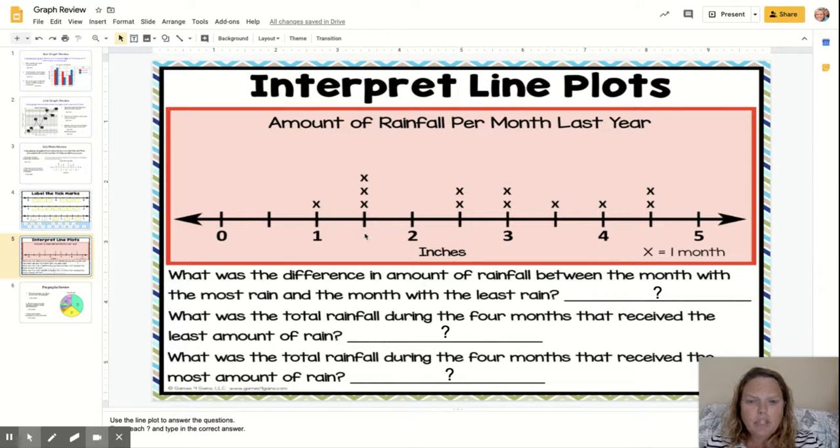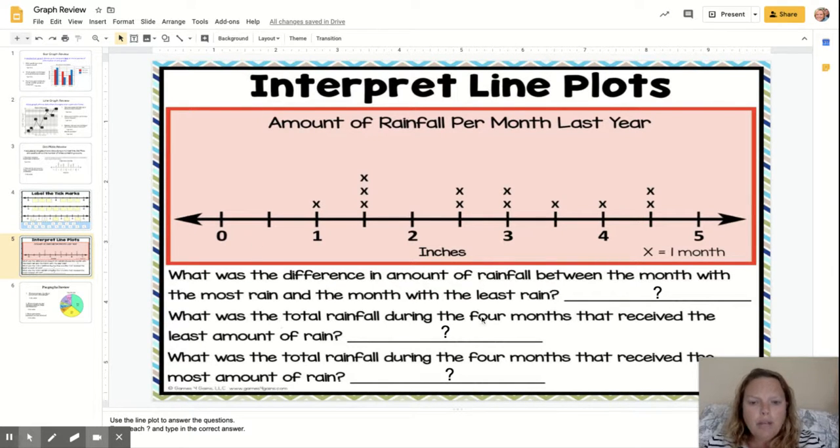right? So you're going to have to figure out, oh shoot, I'm wrong. 1 month had 1 inch. 3 different months had 1.5. 2 months had 2.5. 2 months had 3. 1 month had 3.5. 1 month had 4. And 2 months had 4.5. So the difference in the amount of rainfall between the month with the most rain and the month with the least rain. So the month with the most rain would be 4.5, right? And the least rain would be 1. So the difference of subtracting is 3.5.